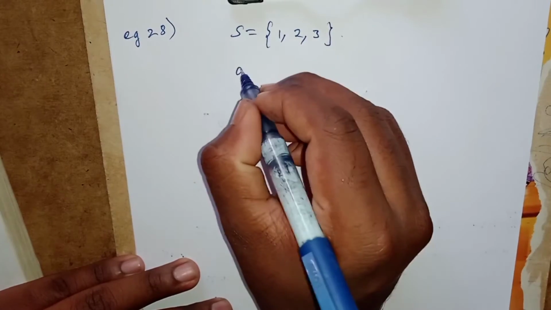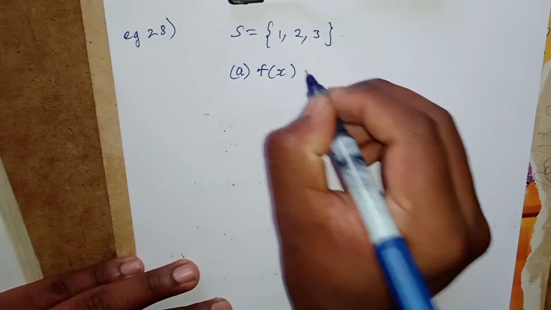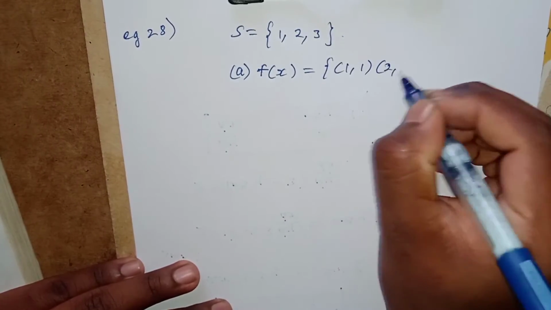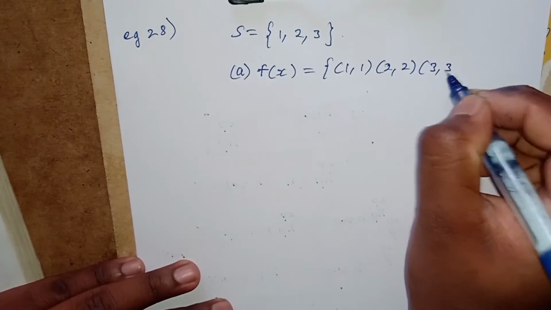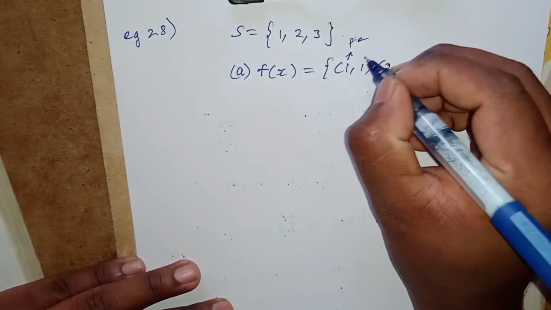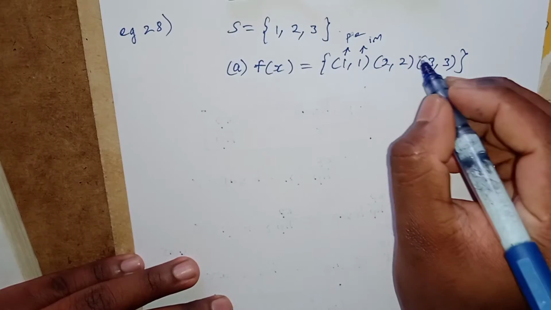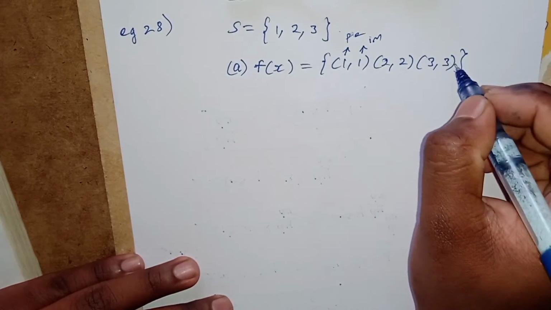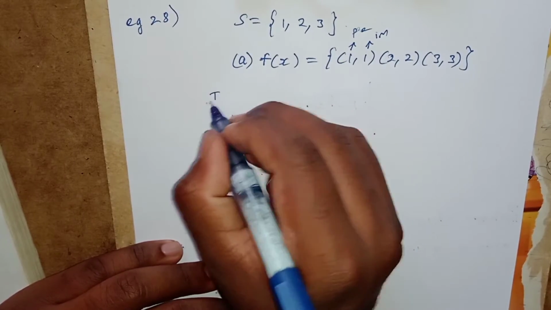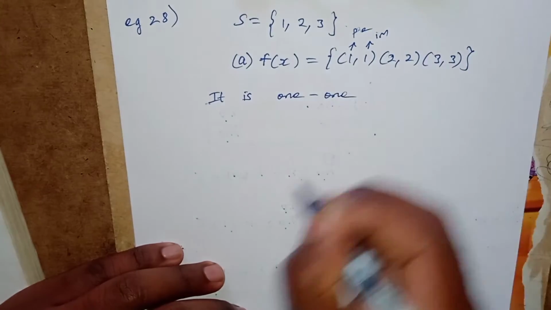Okay, I am taking my first case, f of x is equal to {(1, 1), (2, 2), (3, 3)}. Therefore here it is my pre-image, here it is my image. Similarly here also it is my pre-image, image. Therefore here it is 1, 1.